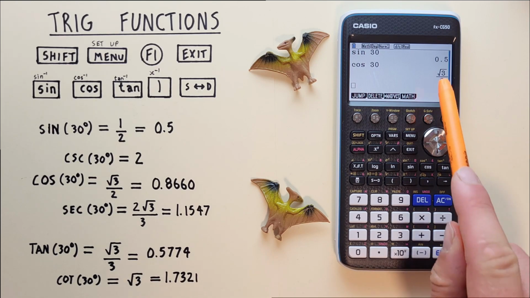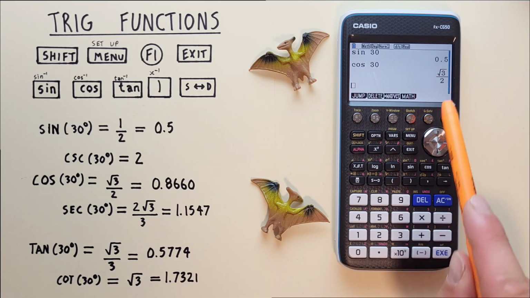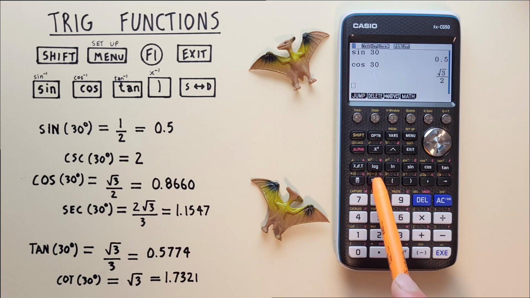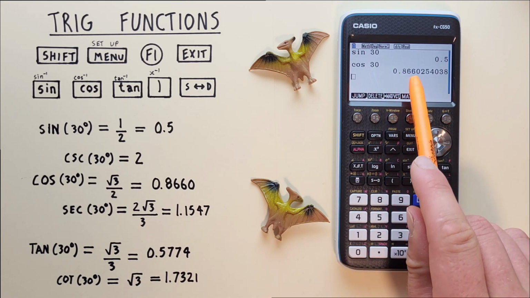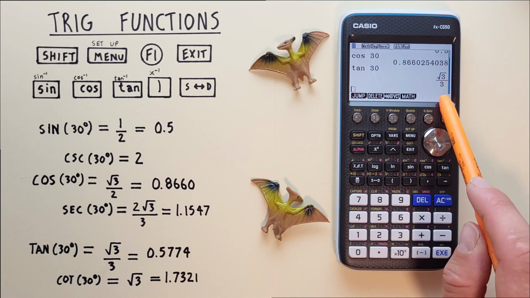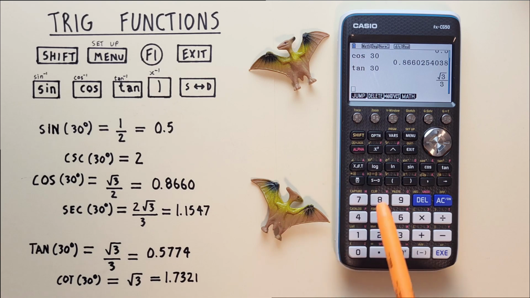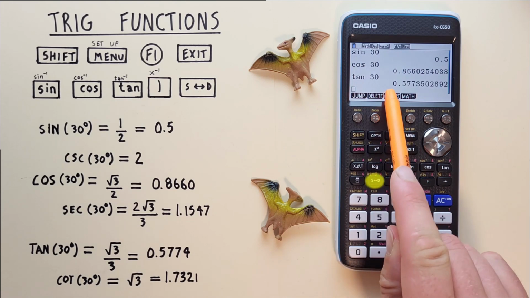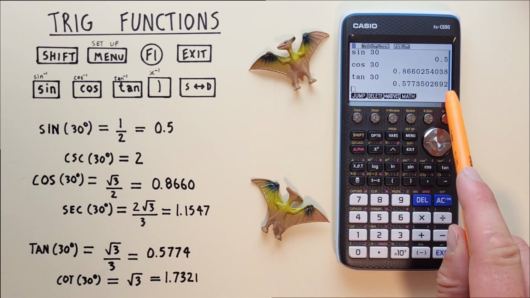And this one gives us the square root of 3 over 2, which we convert to decimals with the S to D key, and get 0.8660, etc., which is correct. And finally, tan, or tangent of 30 degrees, we hit the tan key, enter 30, and hit the EXE, and we get the square root of 3 over 3, which we can convert to decimals and get 0.57735, etc., which is correct.